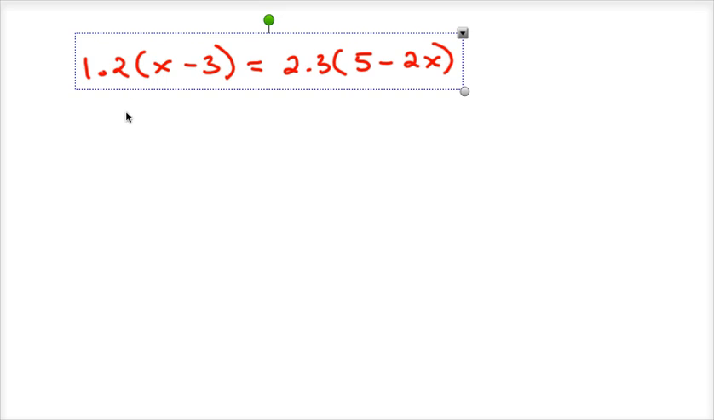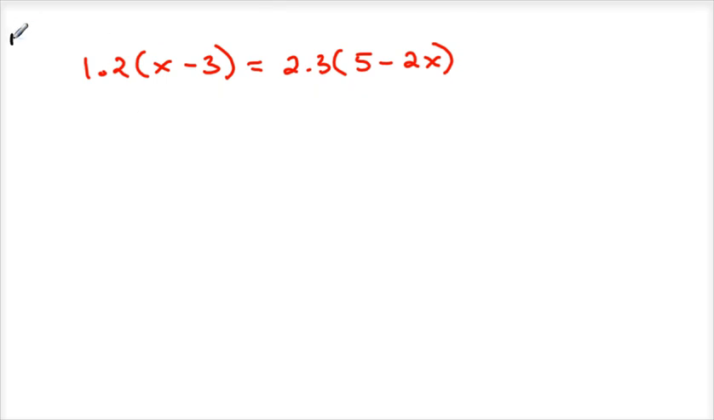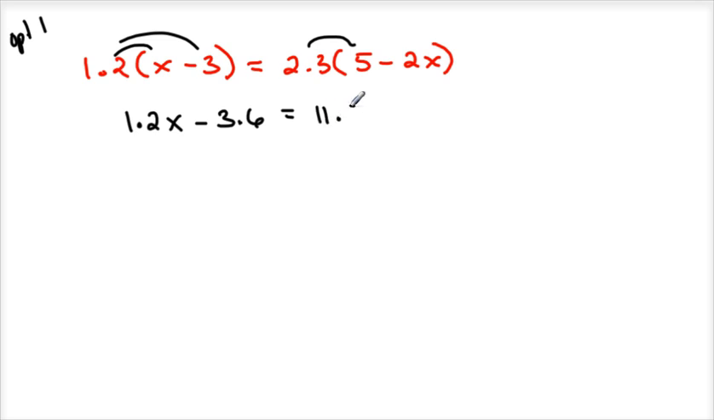Alright, and we'll set up another screen. So option number one. Option one, we can distribute in, and we get 1 and 2/10 x minus 3 and 6/10 equals 2 and 3/10 times 5. We get 11 and a half minus 4 and 6/10 x.